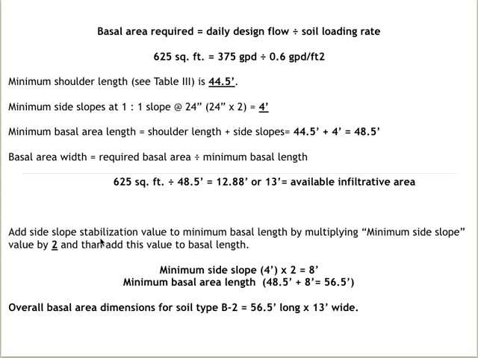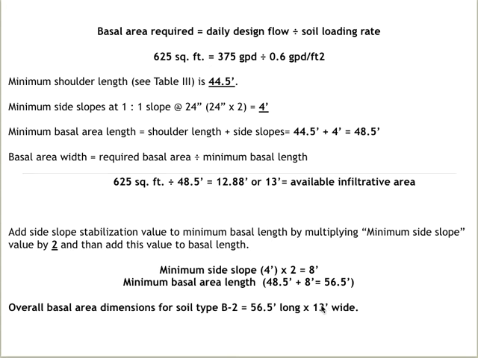And what we're going to do is multiply that side slope by a factor of 2 and then add that to our basal length. So in this case we had a minimum side slope of 4 feet. So we're going to multiply that times 2. So we're going to add an additional 8 feet to our overall length, which is going to be really 4 feet on either end. So we're going to go from 48.5 to 56.5 feet on our overall basal length.